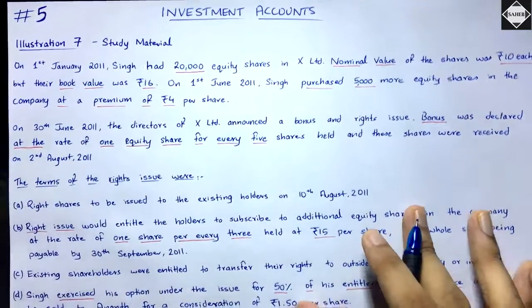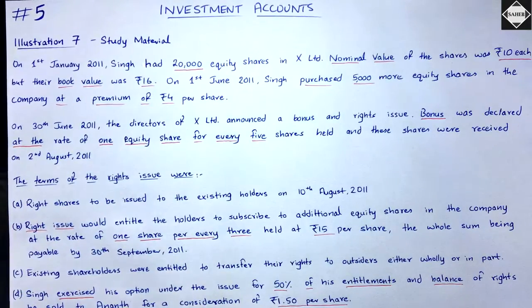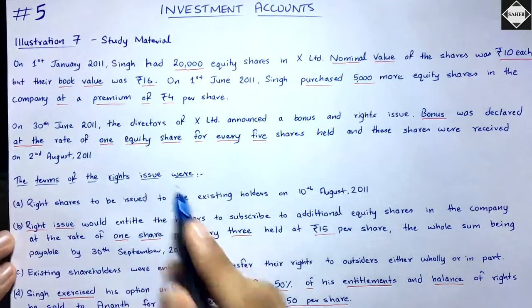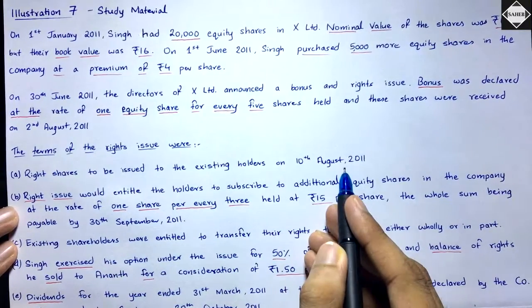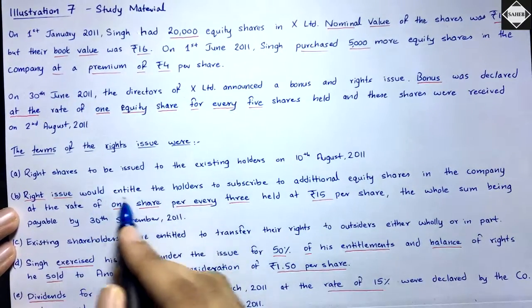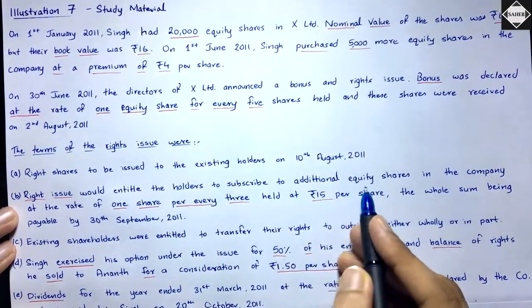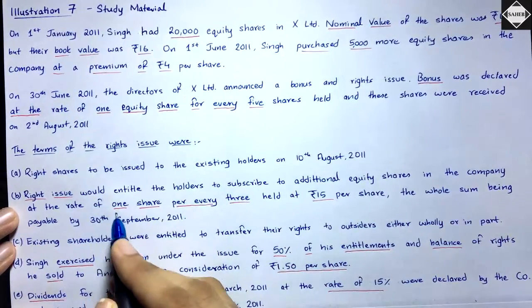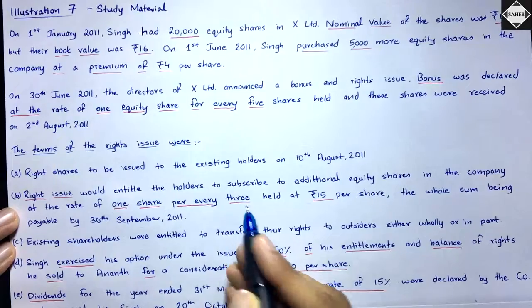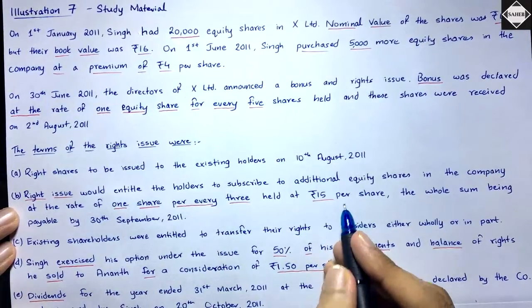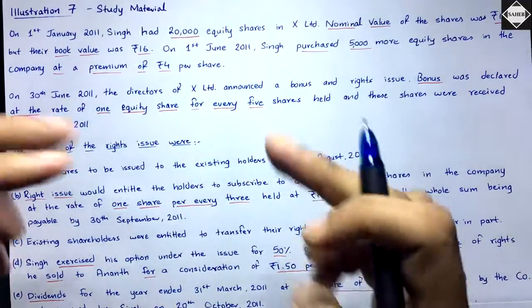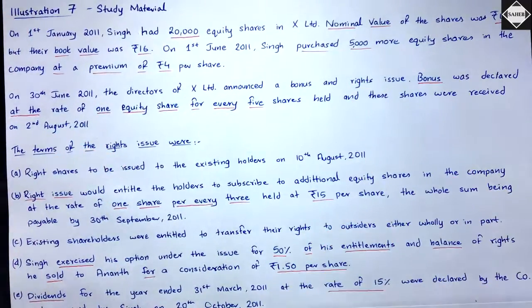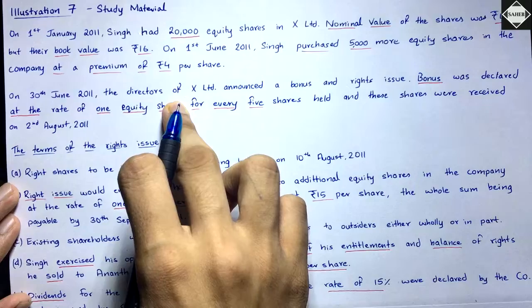And then what happened? See here, then they're talking about the rights issue. The terms of the rights issue were that right shares are to be issued to the existing holders on 10th August 2011. The rights issue would entitle the holders to subscribe to additional equity shares in the company at the rate of 1 share per every 3 shares held at rupees 15 per share. Now you know, a rights issue is not for free. Right shares are not free. You have to subscribe. Bonus is free, that's capitalization of profit.